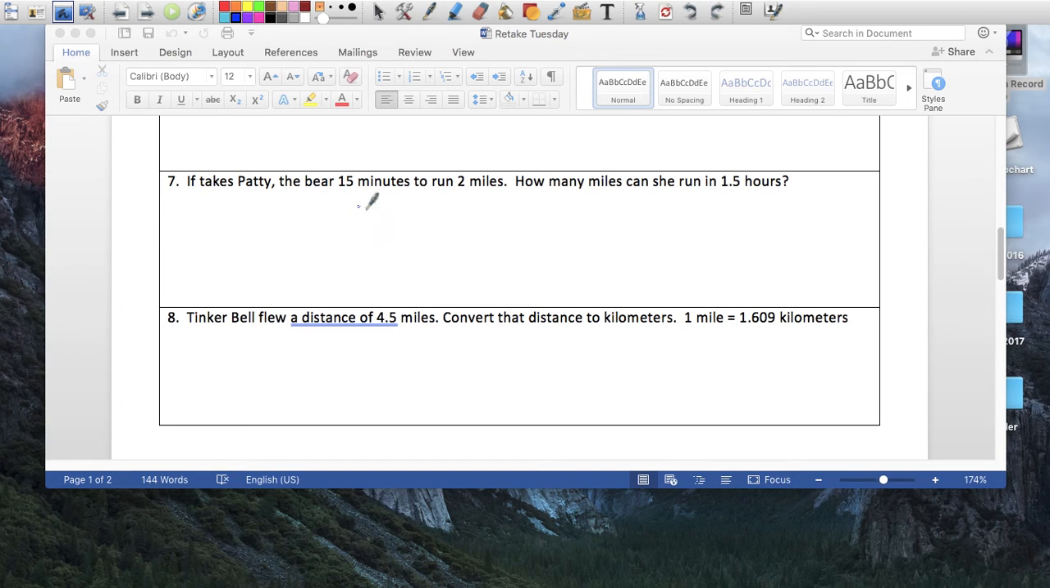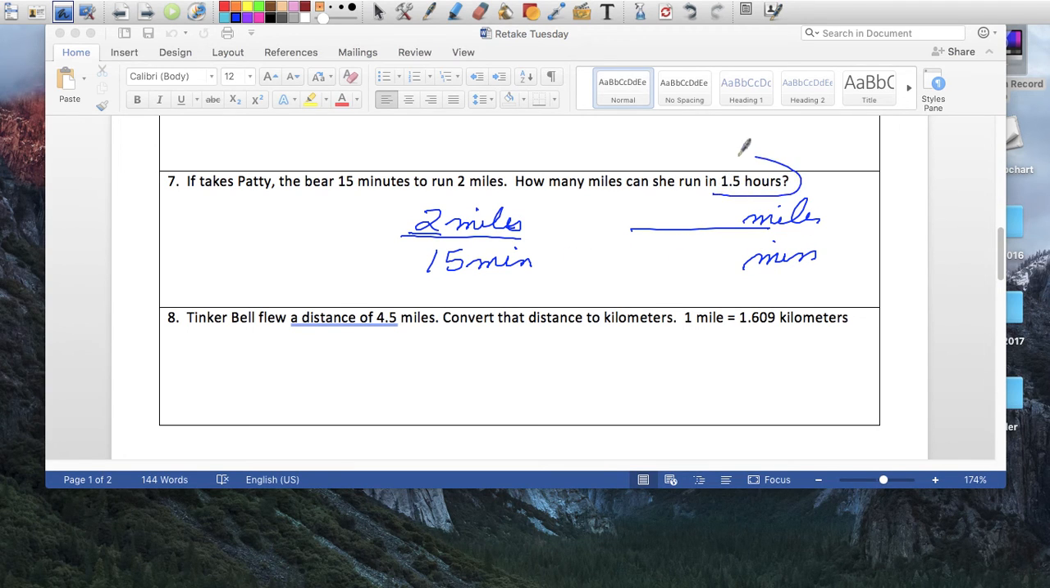Anyways, so I like to write, if it's a ratio, write it as a fraction. What are we looking at? 2 miles. And the bear can run 15 minutes. Okay. On this side, miles is going to be on top, and minutes is going to be at the bottom. Notice that always side to side are same units, right? Miles and miles, minutes and minutes.